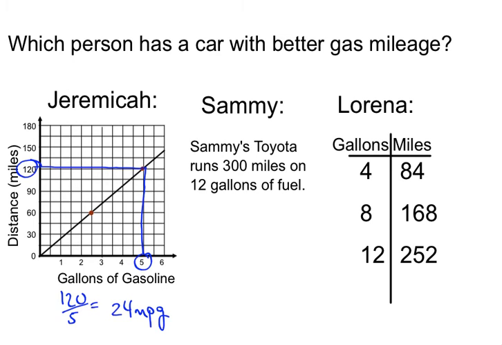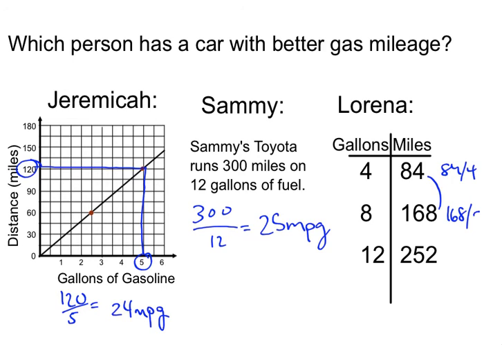Sammy can go 300 miles on 12 gallons, and that comes out to be 25 miles per gallon. And Lorena, it looks like on this one, if I check 84 over 4 and 168 over 8, they both end up being the same thing, 21. So it works because this one's proportional. This is 21 miles per gallon. So which one's the best rate? 24, 25, or 21? Well, 25 miles per gallon is the best gas mileage, so that would be Sammy.